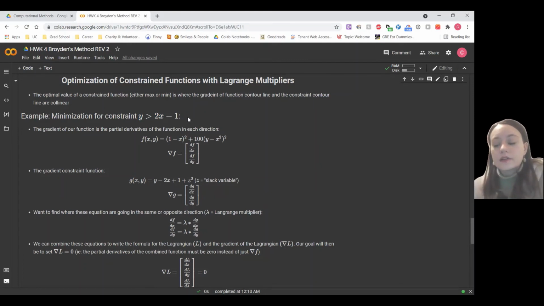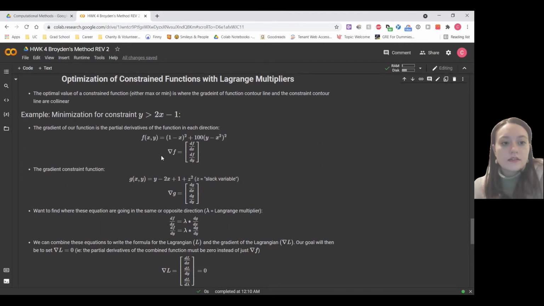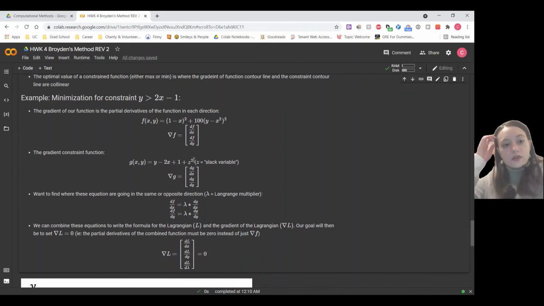So when we're talking about the gradients of the contour lines and the constraint function, what we're saying basically is the gradient is the partial derivatives of whatever function we're looking at in the different directions. So for example, if we're looking at our Rosenbrock function f, the gradient of f will be this matrix of partial derivatives in the x and y directions. And the same thing goes for our constraint function's gradient.